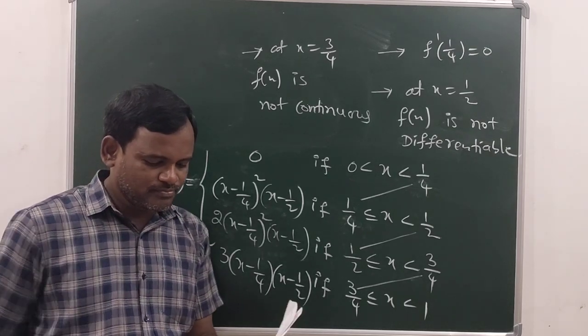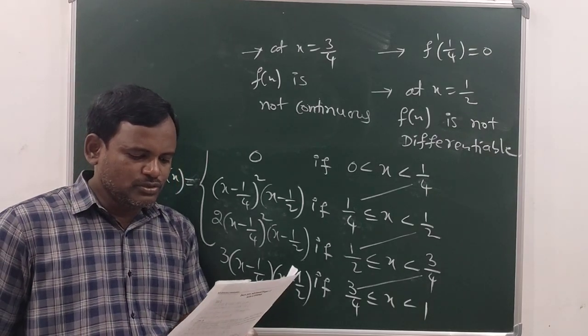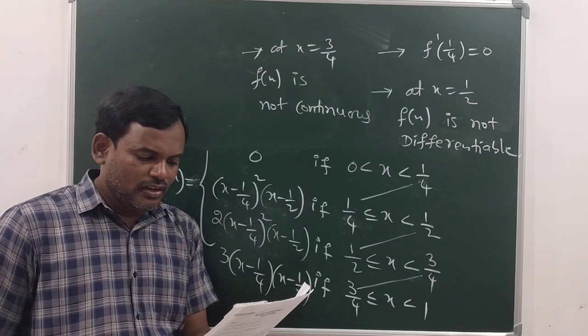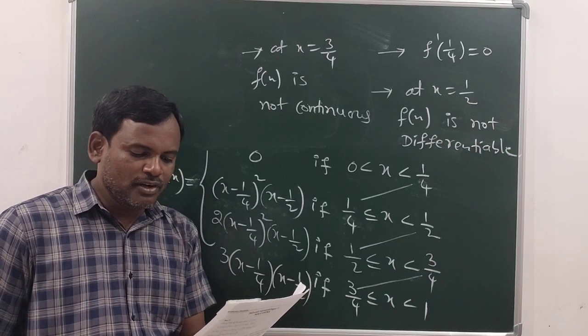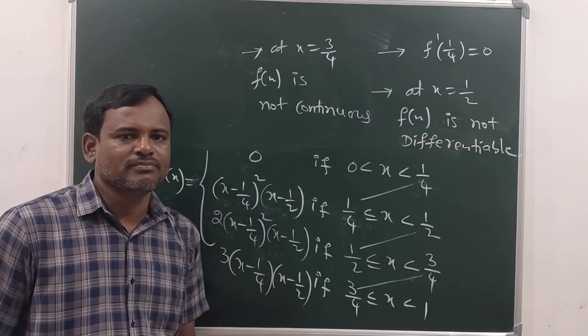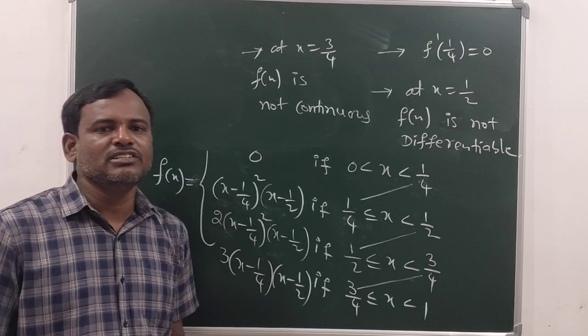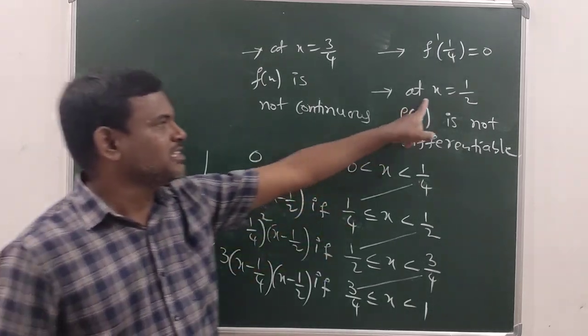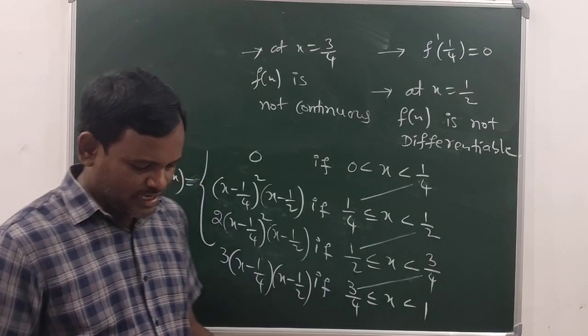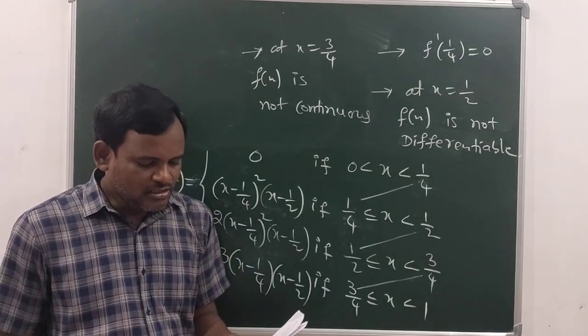What is the third one? See students, what is the third one? The function f of x is not differentiable at more than 3 points. Is this correct? No, wrong. It is not differentiable at only 1 point, that is x equal to 1 by 2. Okay students? Right. See, the third one is wrong.